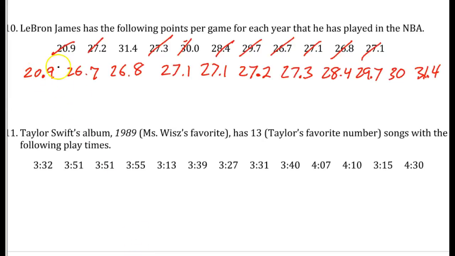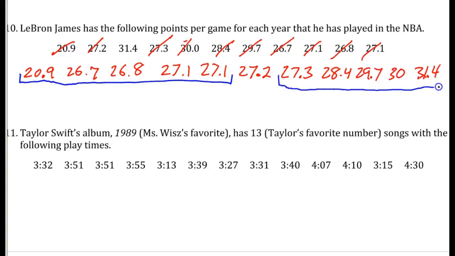Okay, so we have 1, 2, 3, 4, 5, 6, 7, 8, 9, 10, 11. So the median is going to be the middle number. So we'll have 5 to the left and 5 to the right. That middle number is the median. And then I'll use this part to find Q1, and I'll use these 5 to find Q3.